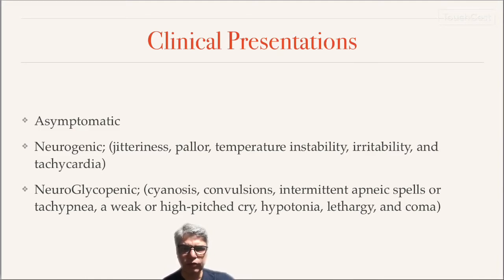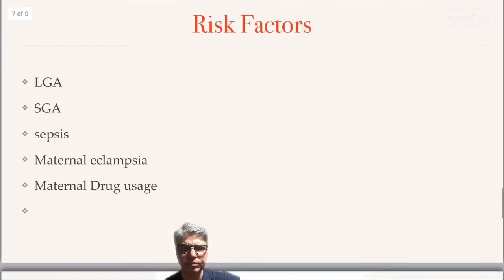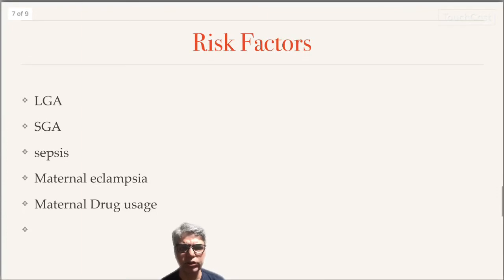Now, the risk factors for neonatal hypoglycemia can be grouped into three categories. Babies who are too large, too small, or too sick. Infants that fall in the too large category include infants who are large for gestational age, we call them LGA, and infants of diabetic mothers.